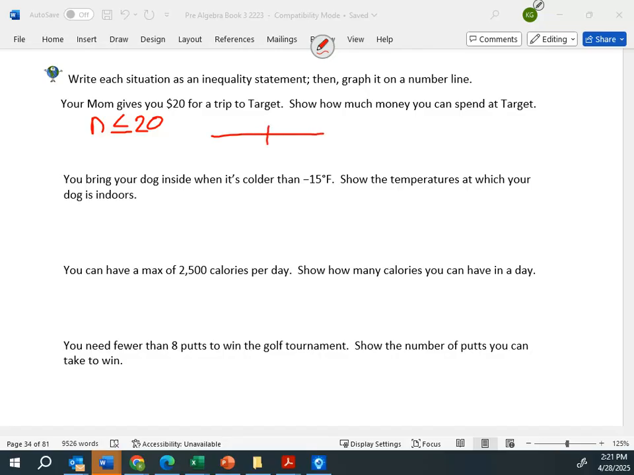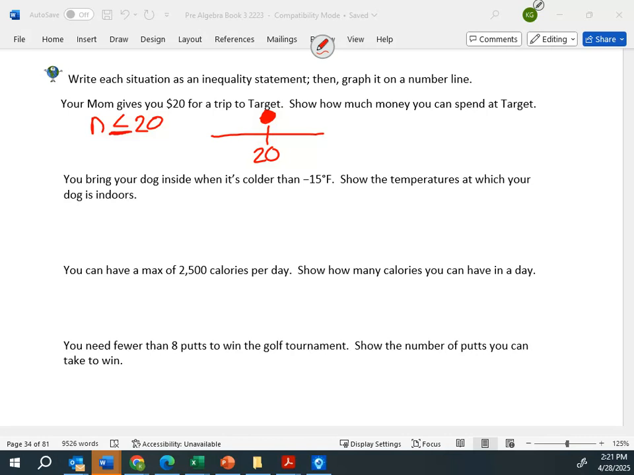So my number is 20, so I'm putting that on my number line. Second step, do my circle. Is it going to be a filled-in circle or open circle? I see that it can be $20. I have a full $20 bill in my pocket. I could spend it all. So because I can spend it all, I'm filling in my circle, and then I'm going to decide which way my arrow could go.